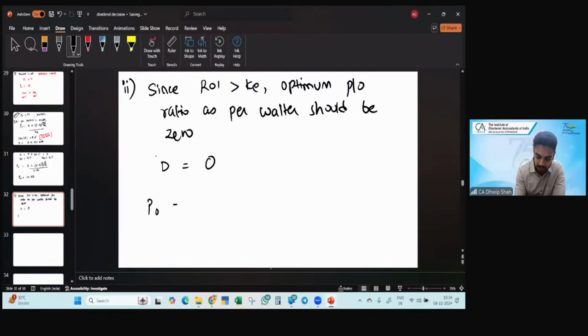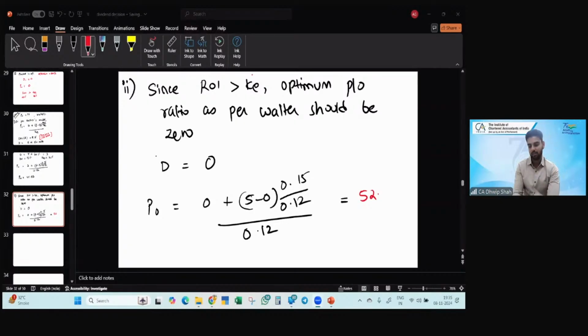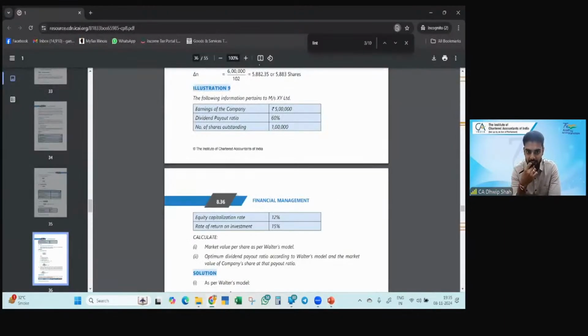Okay, let's calculate that. P0 is equal to 0 plus earnings is 5. Dividend payout is 0. ROI is 0.15, KE 0.12, the whole divided by 0.12. How much did it come? 52.08. Yes. So can you see the market price has now increased from 45.83 to 52.08. Any queries in question number 9?